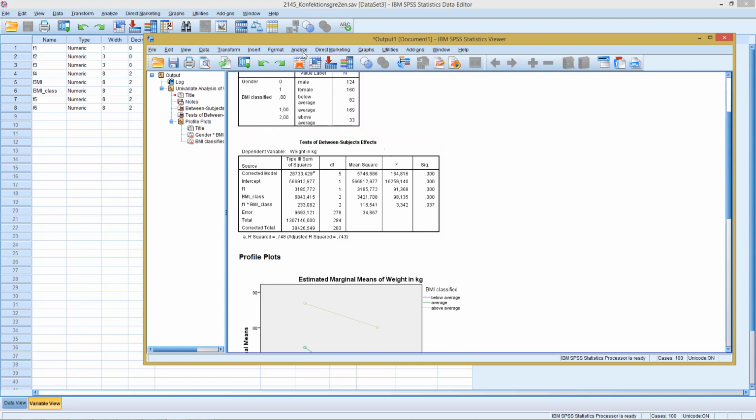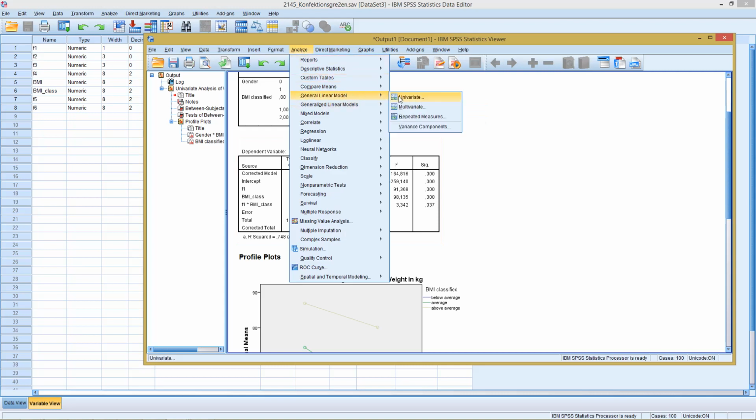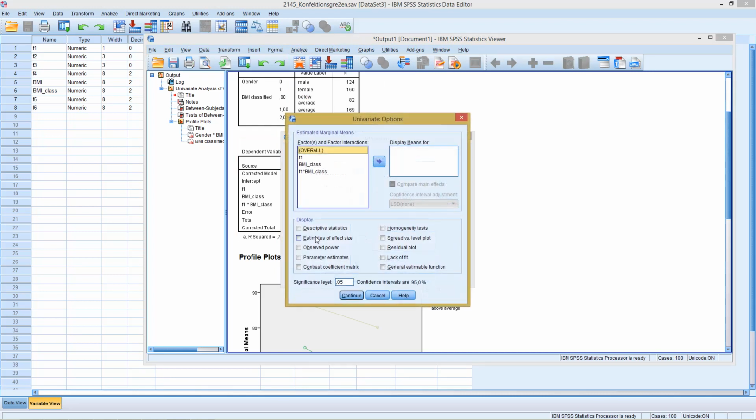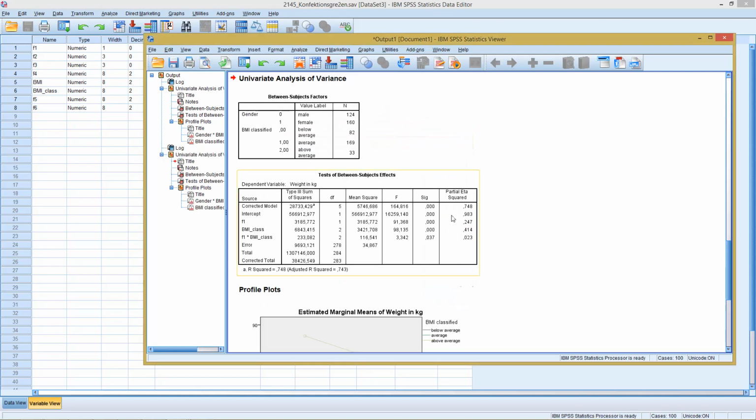If we want to know a bit more, we could return here to general linear model, univariate, then go as well to options and click here on estimates of effect size. We click on this, we get here an additional column, and this tells us how important each of the different parts of our model actually is. So the whole model explains 74.8%, so that's actually the same thing as the R² down here. And then this is split up in the 4 different parts of our model: the constant, the intercept, the direct effect of gender, the direct effect of BMI, and the interaction effect.